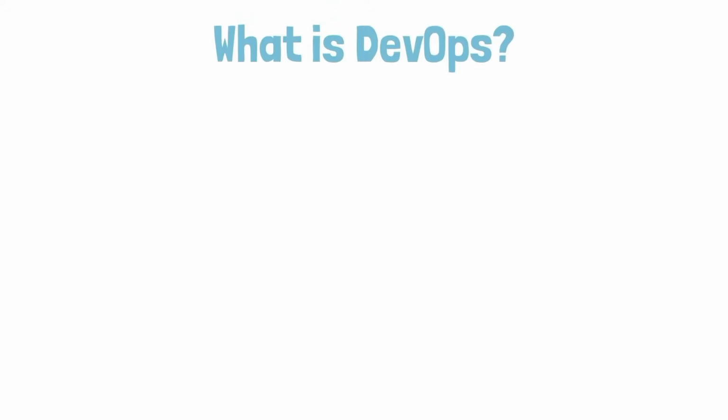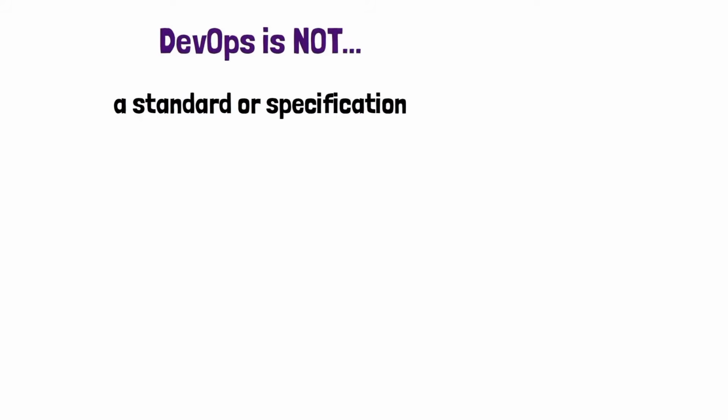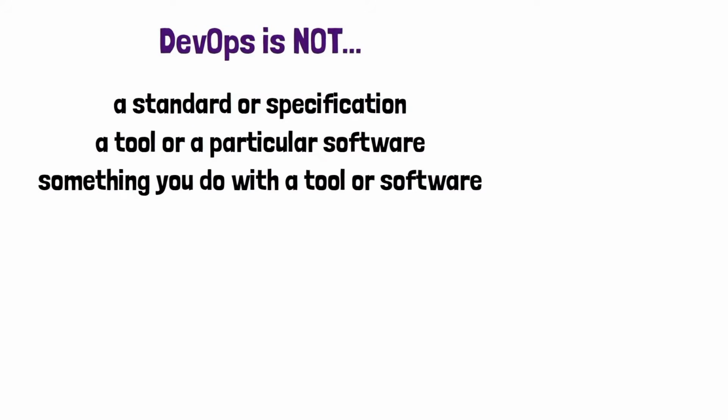So I have mentioned DevOps quite a few times, and by now, you have heard of DevOps as well. So what is DevOps? Let me tell you first what DevOps is not. DevOps is not a standard or a specification. Different organizations may have a different understanding of DevOps. DevOps is not a tool or a particular software, nor is it something you do if you use a particular tool or a set of tools.